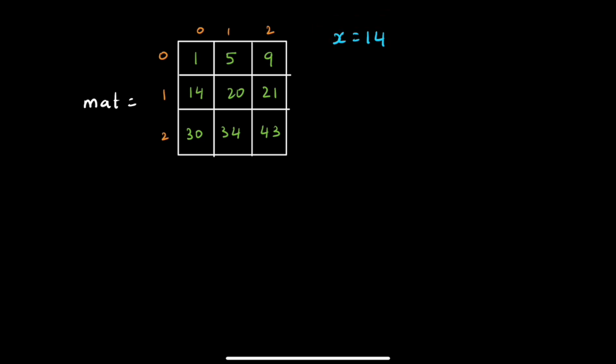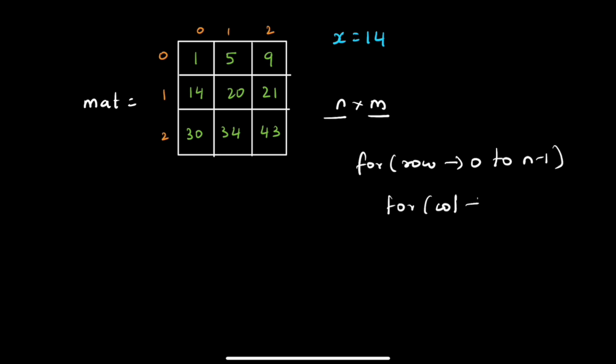Let's suppose the matrix size is n cross m, where we have n rows and m columns. So we'll be using two nested for loops to iterate in the matrix. One for iterating in row, which will start from 0 till n minus 1, right? And another for loop for column, which will start from 0 till n minus 1. Okay. And inside we'll be checking whether matrix of row column is equal to x.